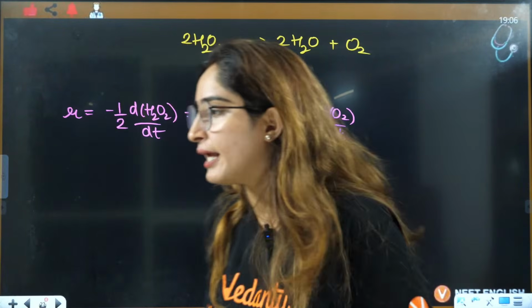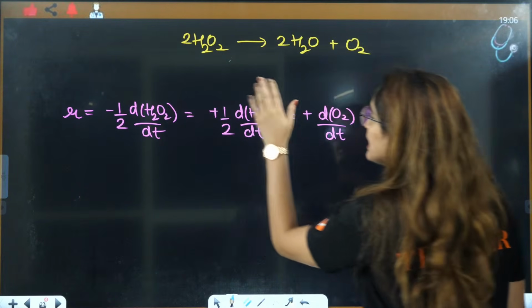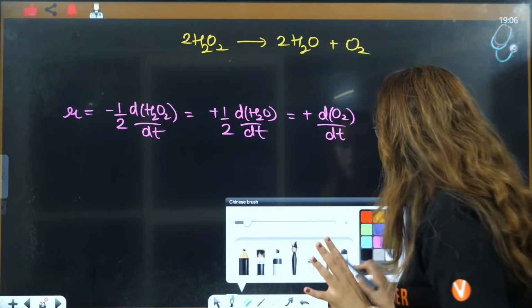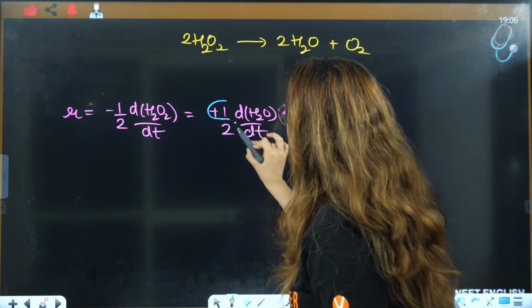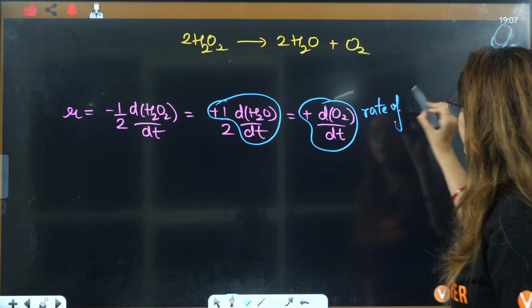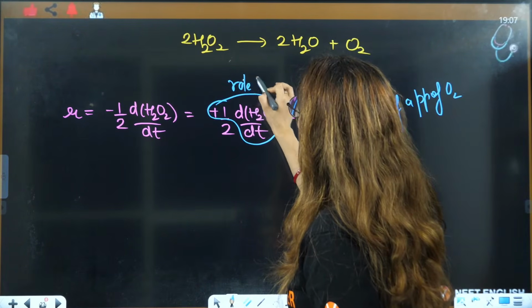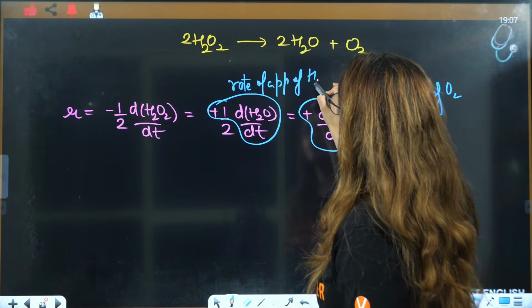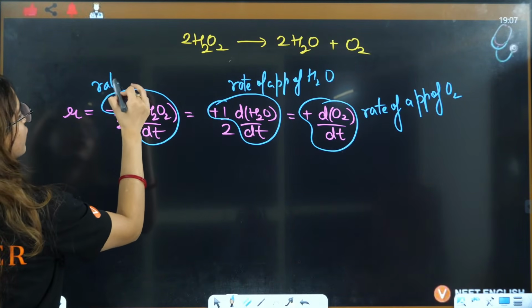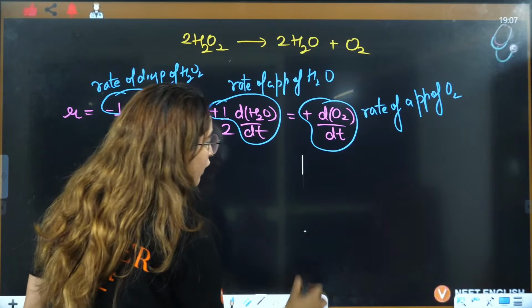Okay, understood everybody? So that is going to be your answer here. This is in terms of product, so it will be positive. All of them are divided by the coefficients. Now, if you see this here, this is your rate of appearance of O2, this is rate of appearance of H2O, and this negative one is actually rate of disappearance of H2O2.